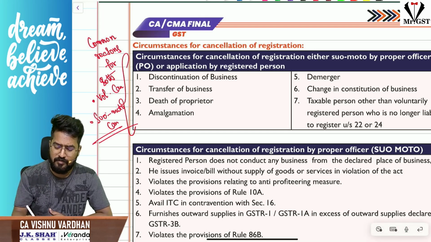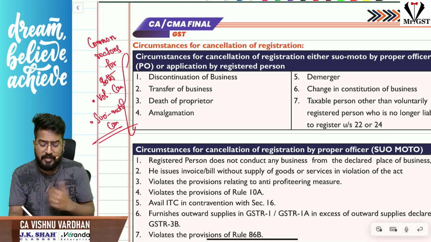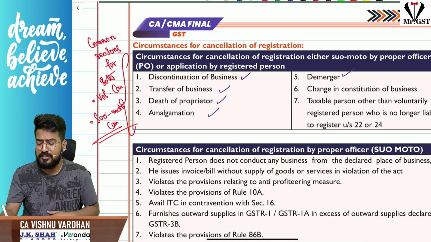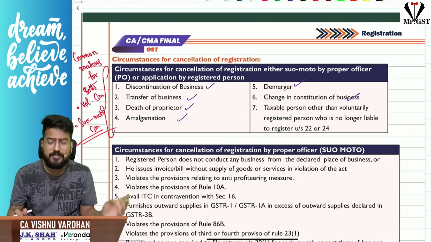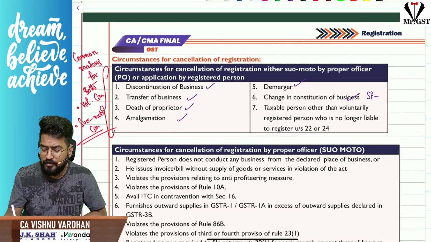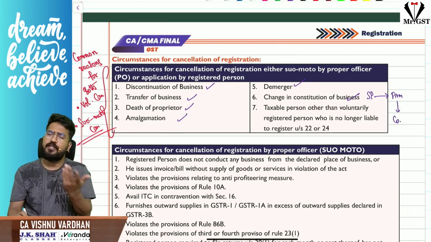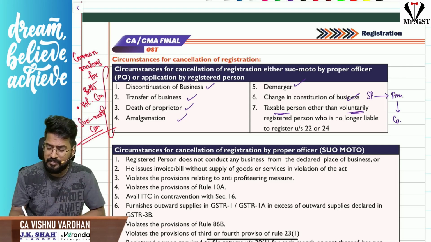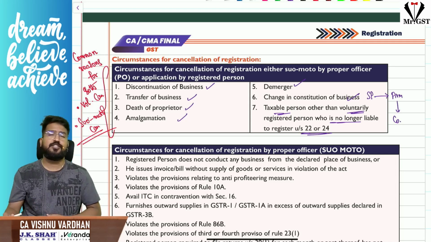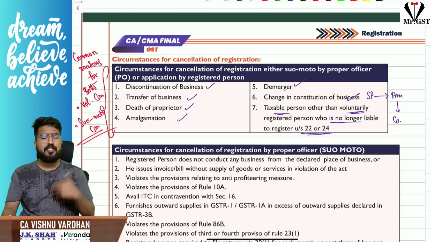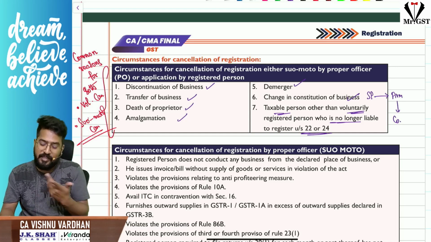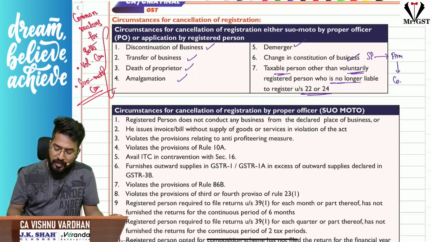What can be the reasons why we will be cancelling your registration, why you can ask, or why we can cancel? In case of discontinuation of business, transfer of business, death of proprietor, amalgamation, demerger, change in the constitution of the business. Change in constitution means a sole proprietor converted into a firm, or a firm converted into a company. Okay, in those cases. Next, a taxable person who has taken registration other than voluntary registration, who is no longer liable for registration under section 22 or 24. Say I took registration earlier under 22 or 24, and now those sections got amended so that I am not liable for registration anymore, then also that registration can be cancelled. Okay, that is fine, simple one.